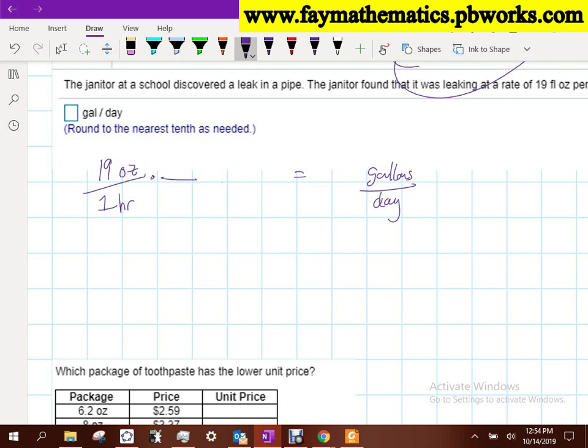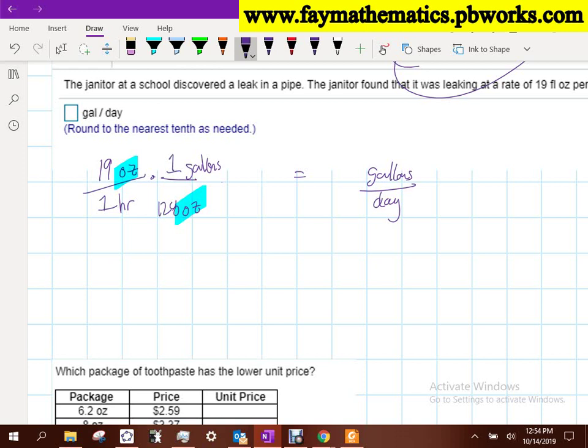So I need to multiply. I always need to multiply these things. Right now, my unit on top, my liquid volume, is ounces. So if I want that to cancel out, what needs to go right here? Ounces need to go right there. So now here's the question. Are ounces at all related to gallons? Yes. How? 1 gallon is equal to 128 ounces.